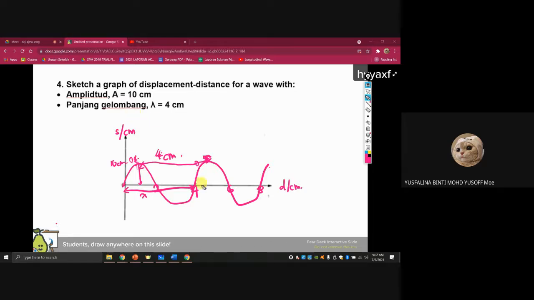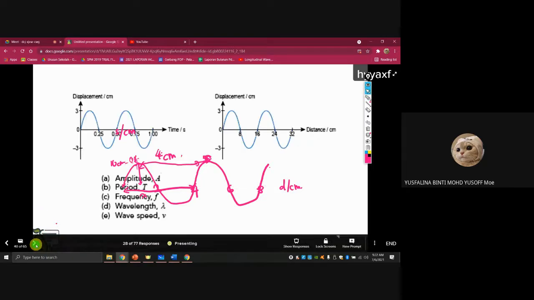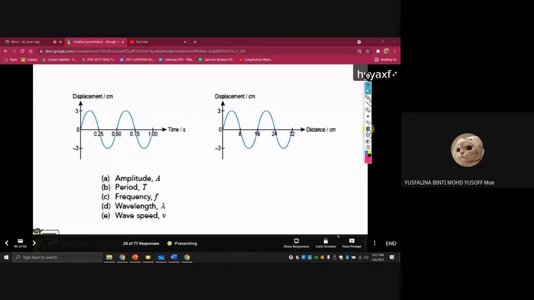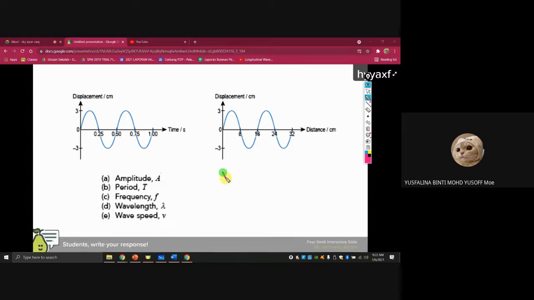Okay, so let's see the next one. Now they give you a graph. They ask you to determine the amplitude, the period, the frequency, the wavelength, and also the wave speed. The wave speed formula is v equals f lambda, so I give you the formula here.